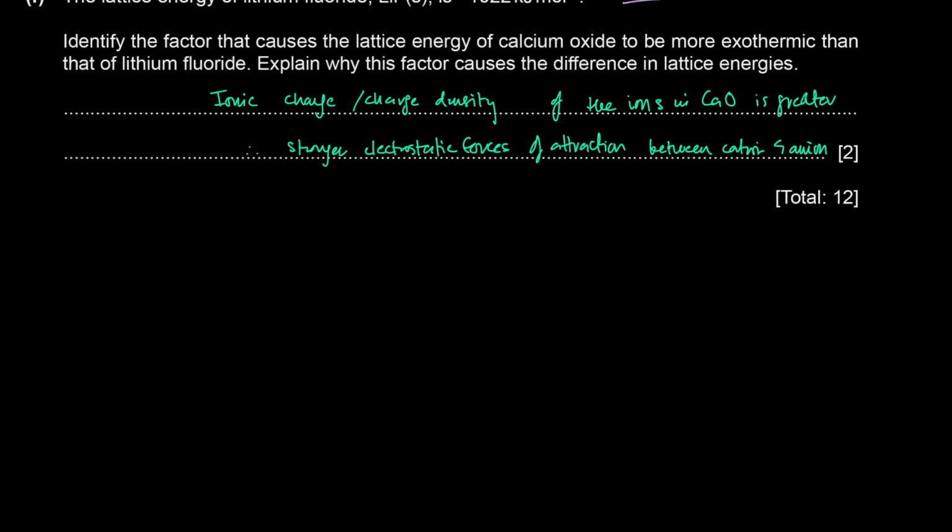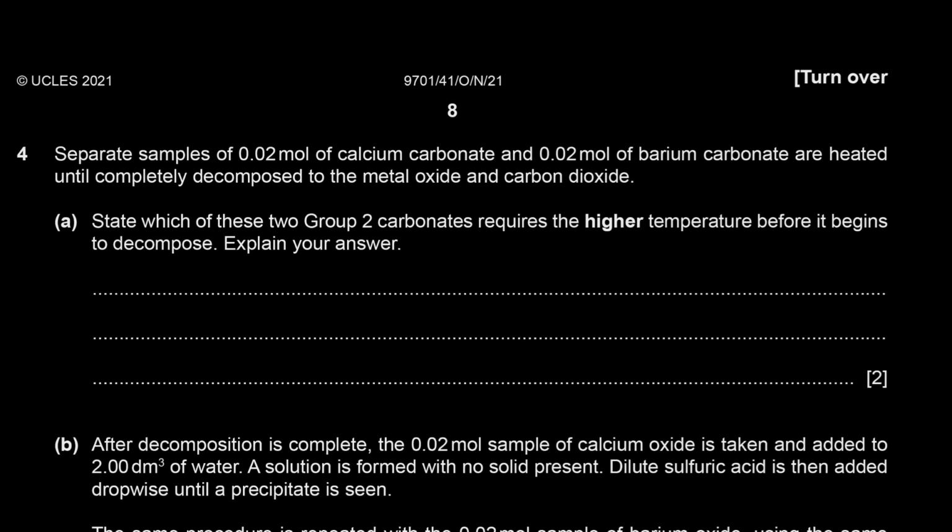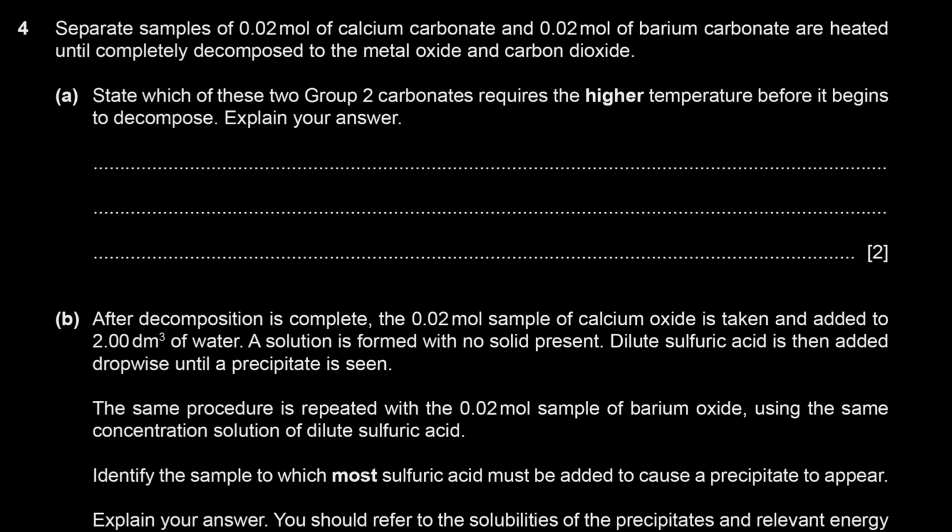All right, the next question that we have here is question number 4. Separate samples of 0.02 moles of calcium carbonate and 0.02 moles of barium carbonate are heated until completely decomposed to the metal oxide and carbon dioxide. State which of these two group 2 carbonates requires the higher temperature before it begins to decompose. Explain your answer.